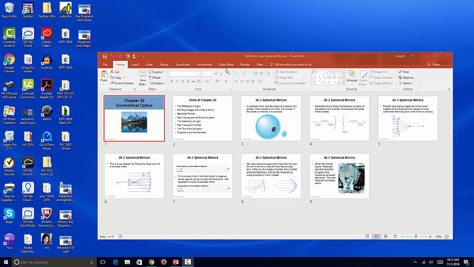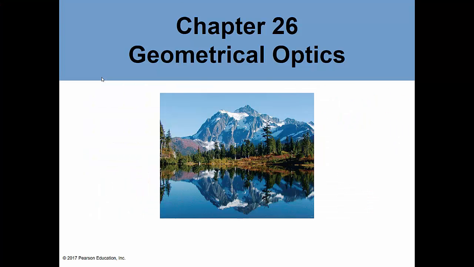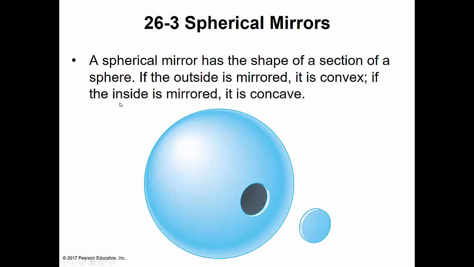This video will discuss spherical mirrors and how they bend light. A spherical mirror has the shape of a section of a sphere. If the outside is mirrored, it's called convex. If the inside is mirrored, it's called concave.